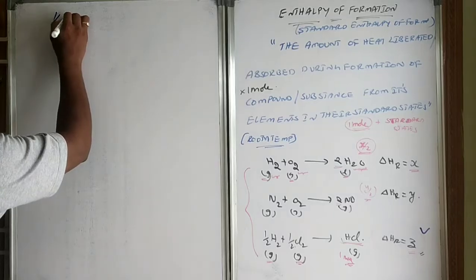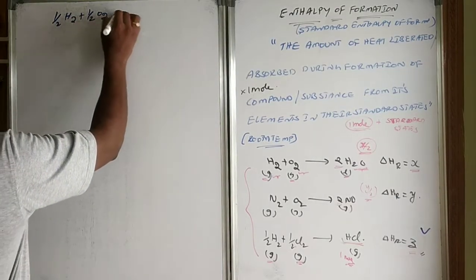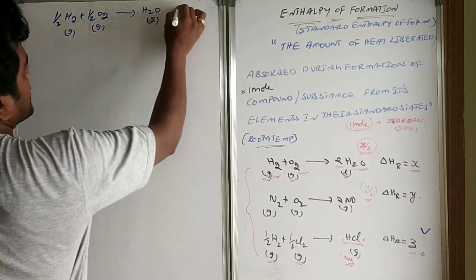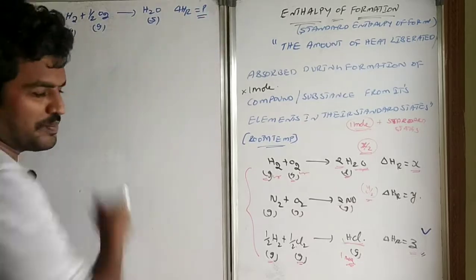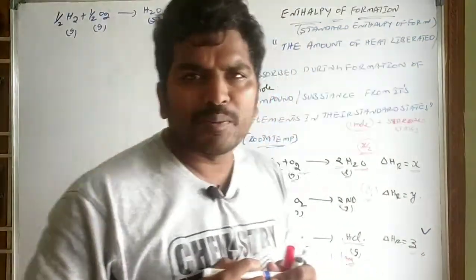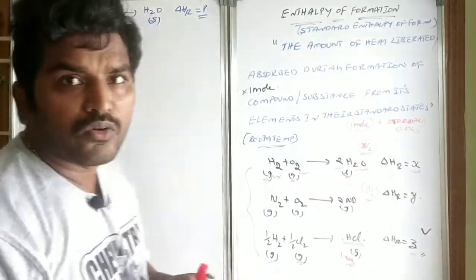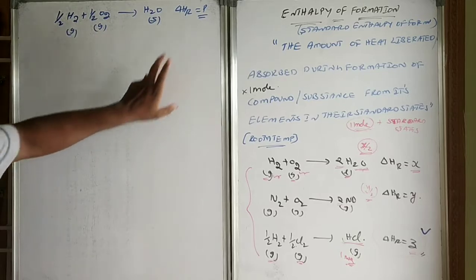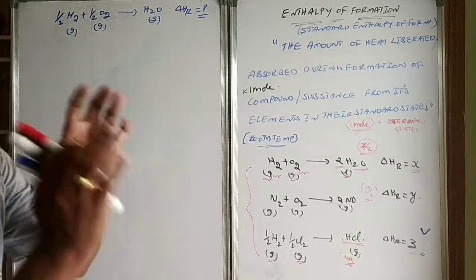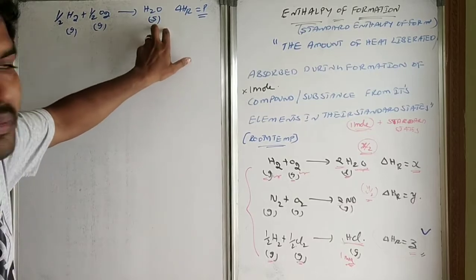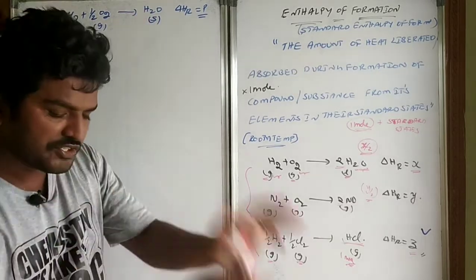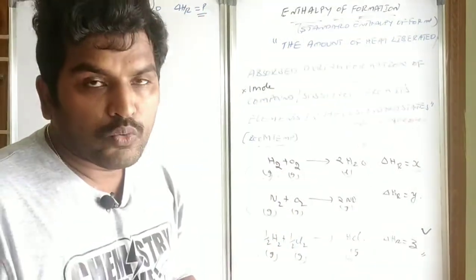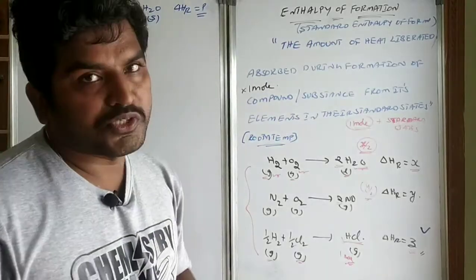See here, half H2 plus half O2 gives H2O, with water as solid and the others gas. Enthalpy of reaction equals P. Does P correspond to the enthalpy of formation? Not at all. Why? Hydrogen is in elemental form, oxygen is in elemental form, but the standard state of water is liquid, and here we are using solid. So we will not consider P as the enthalpy of formation for water. This is a very, very important question.